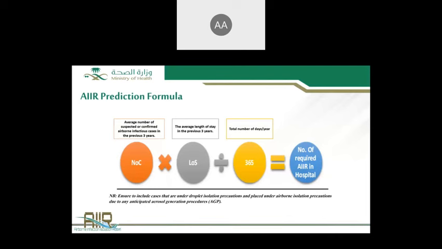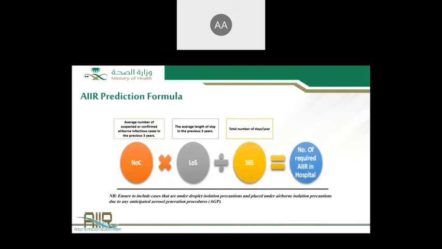As you can see, we should use the average number of the suspected or confirmed airborne infection cases for the last 3 years, and this will be multiplied by the average length of stay in the previous 3 years, and this will be divided by 365, that means the number of days per year. This formula, inshallah, will give us the required number of airborne isolation rooms in the hospital.